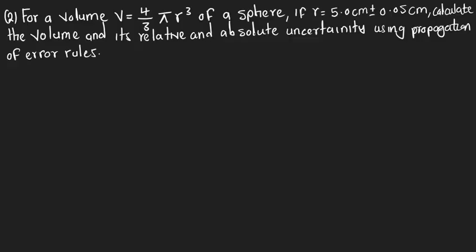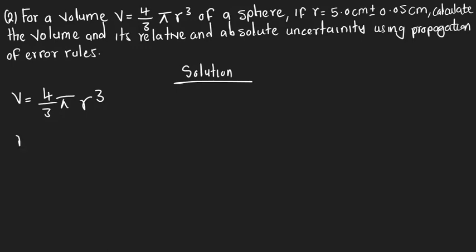They said for a volume V, if V is equal to 4 over 3 pi r cubed of a sphere, and the radius is 5.0 centimeters plus or minus 0.05 centimeters, calculate the volume and its relative and absolute uncertainty using propagation of error rules. So, how do you solve this one? Solution. Now, the volume of a sphere is 4/3 pi r cubed.